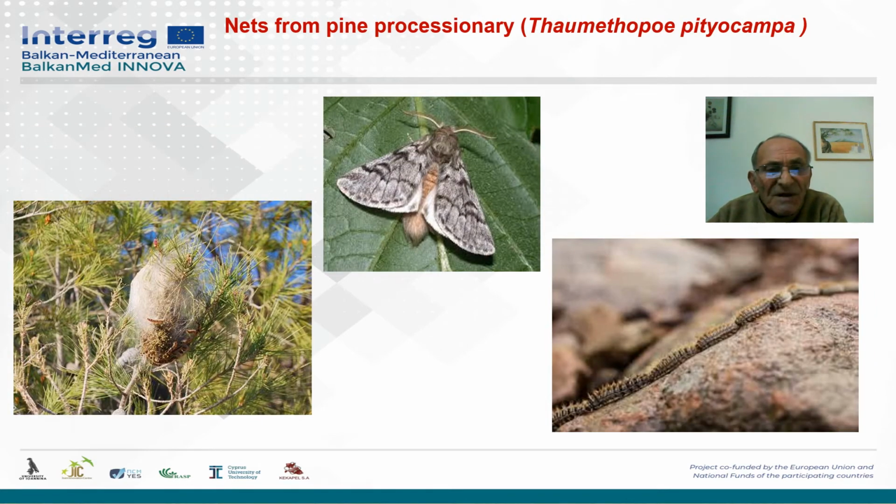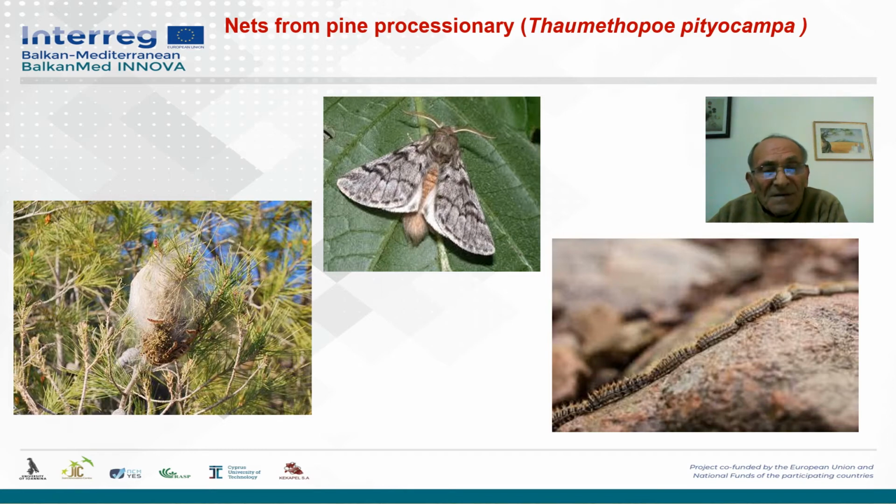This is Processionaria on the pine. If we see such kind of nets in the top of the tree, and if you see the larvae moving in this form, we need to think directly that we have to do with Processionaria on the pine.